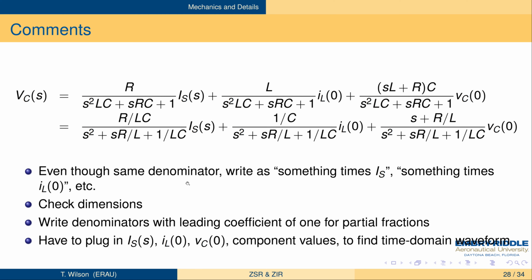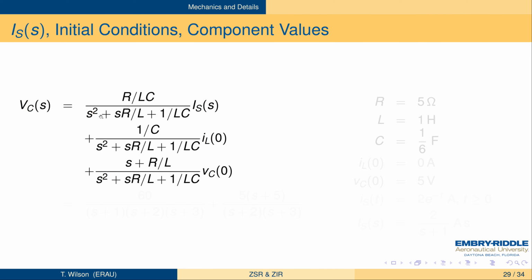And now before we can do anything else, we have to plug in the values of the input in the S domain, the initial conditions, and the component values. So here's our VC of S. Again, the three terms all have the same denominator. Here are our component values, 5 ohms, 1 henry, and 1/6 of a farad. And so LC is 1/6, 1 over LC is 6, and R times 1 over LC is 30.